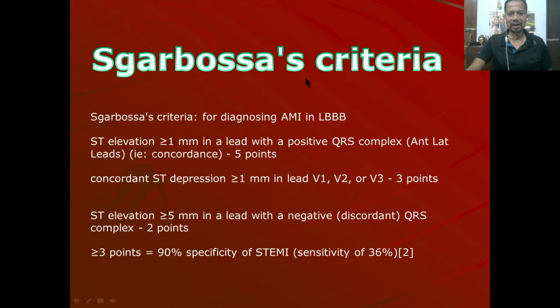So this is the last topic, Garbosa's criteria. We call it Garbosa's, S is silent. There is elevation of more than 1 millimeter in leads with positive QRS complex, anterior leads, lateral leads, and this carries 5 points. Now you see why just 1 millimeter ST elevation in leads with positive QRS. Now there is an LBB, there is ST depression in LBB, but then depression has gone into elevation. So even 1 millimeter of elevation means from ST depression of maybe 5 small squares to 1 positive, so it is 6 small squares of ST elevation.